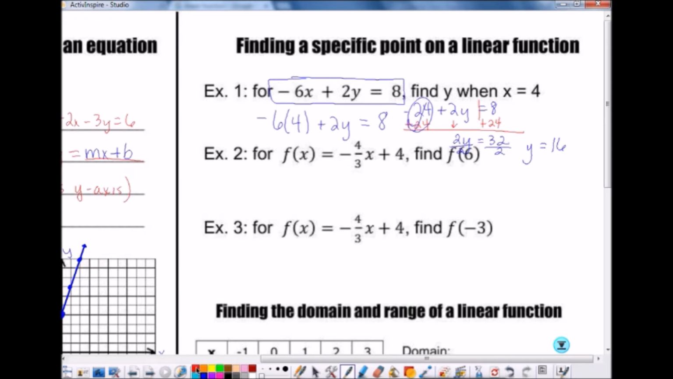Well, this means this is an actual point on the line. The actual point comes from my x and my y values together. So I'm looking for the point (4, 16).